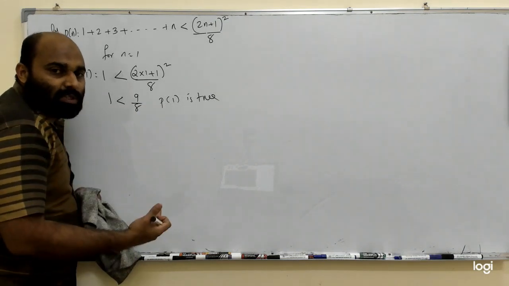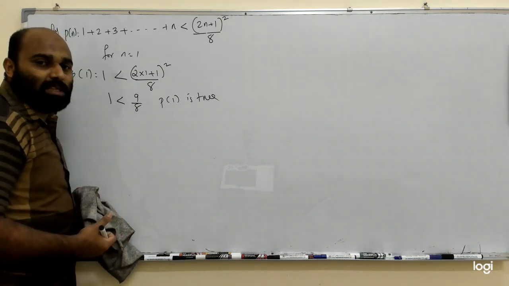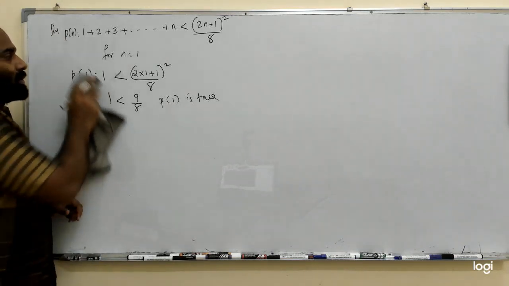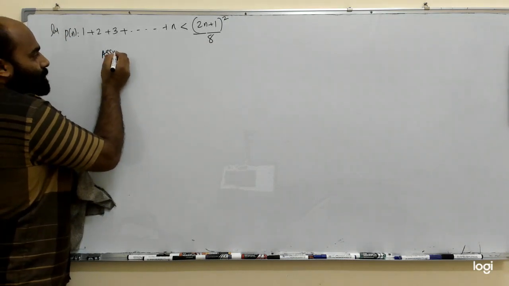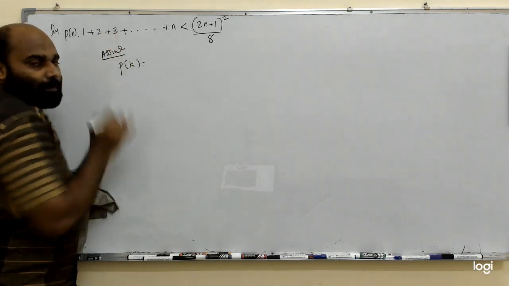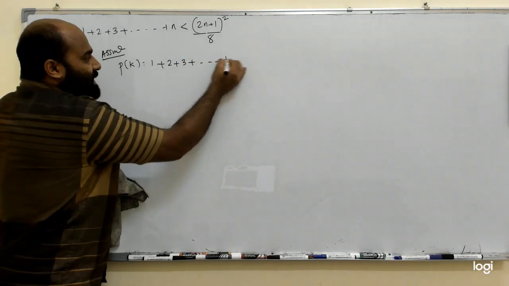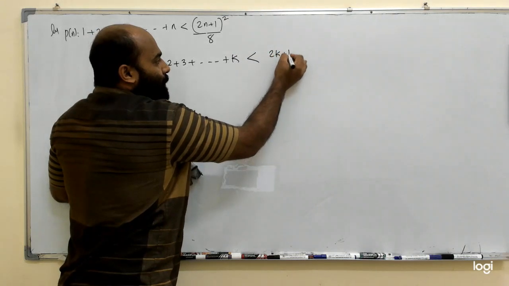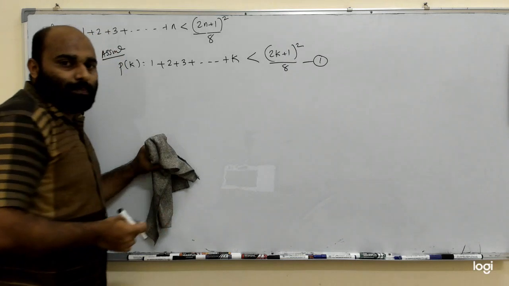Next, what is the next procedure? Assumption. We have to assume P of k is true for some positive integer k. So assumption is the next part. Assume that P of k is true for some positive integer k. That is, P of k: 1 plus 2 plus 3 plus etc. plus k is less than (2k plus 1) whole square by 8. This we are calling equation number 1.